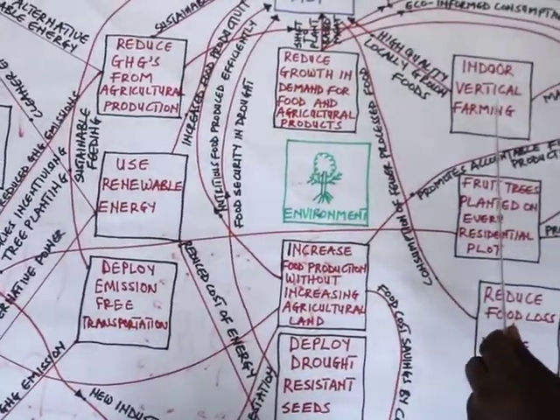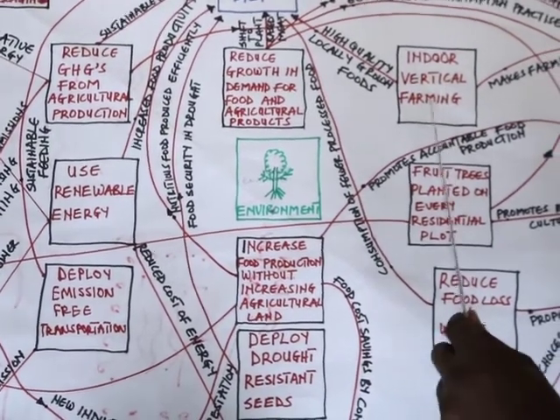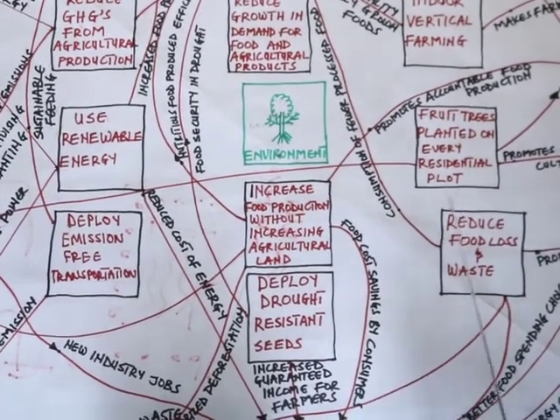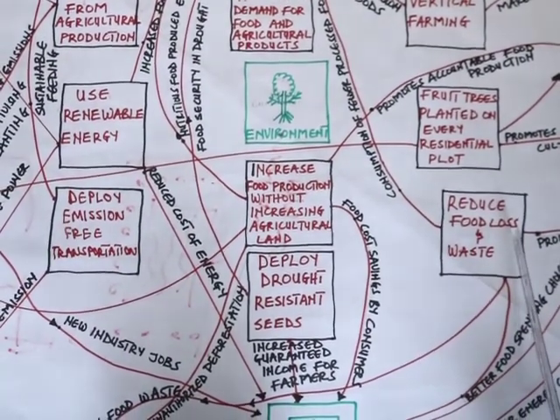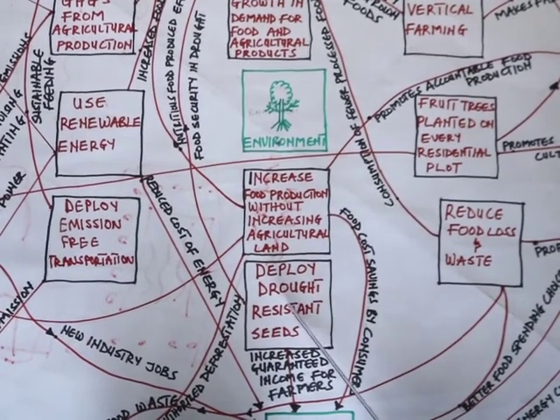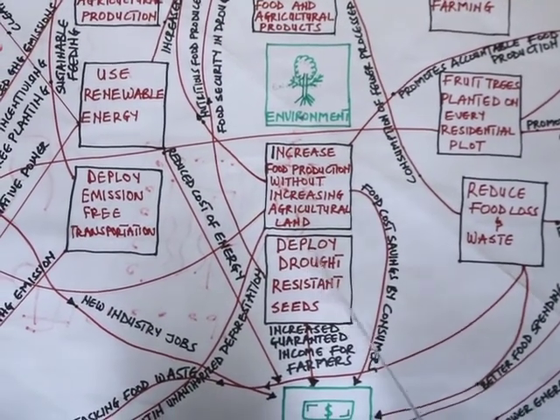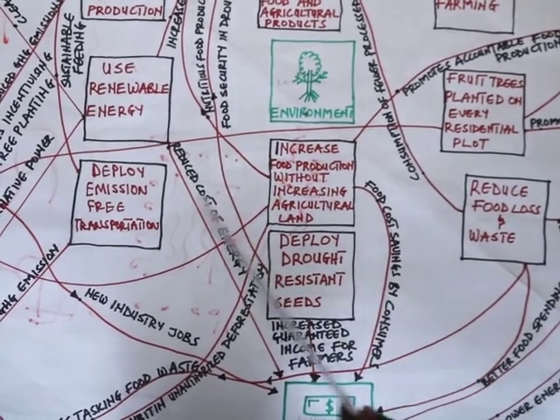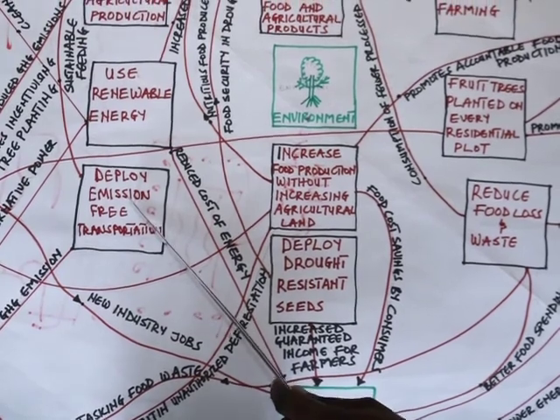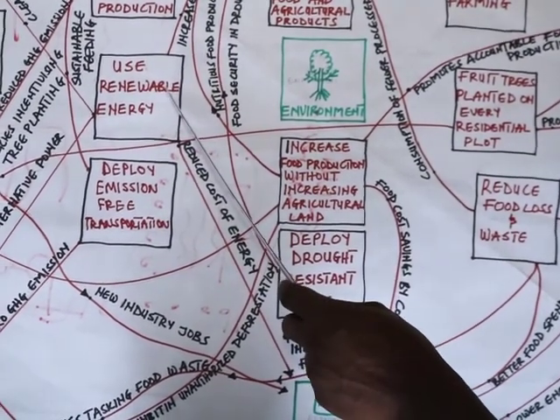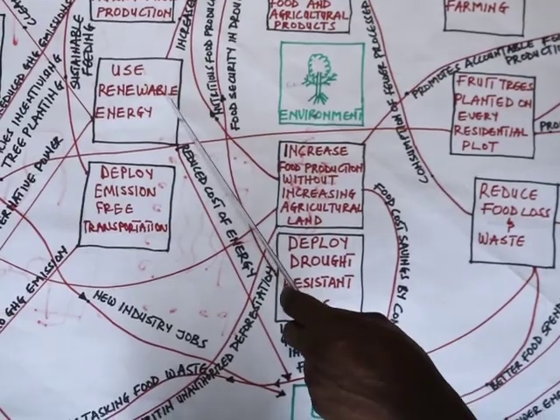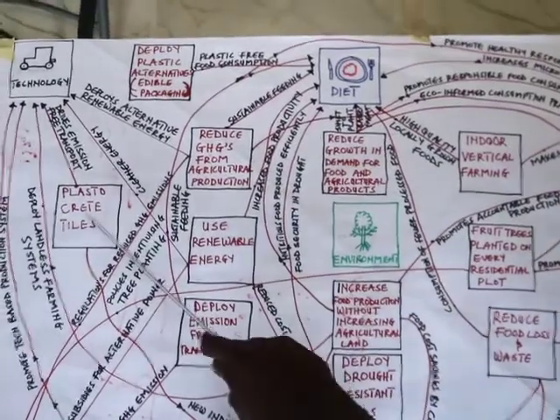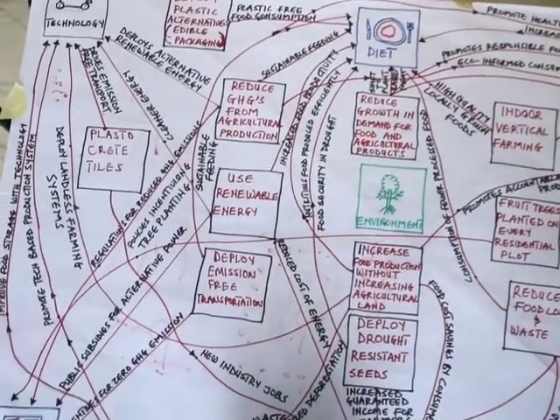We will embrace indoor vertical farming. We will plant fruit trees on every residential plot. We hope to reduce food loss and waste. We will deploy drought-resistant seeds. We will increase food production without increasing agricultural land. We will deploy emission-free transportation. We will use renewable energy. We will deploy plastic alternatives for our food packaging and plasticrete tiles.